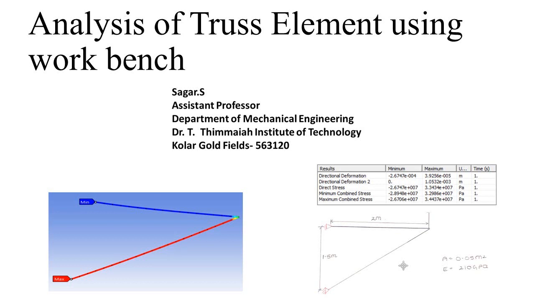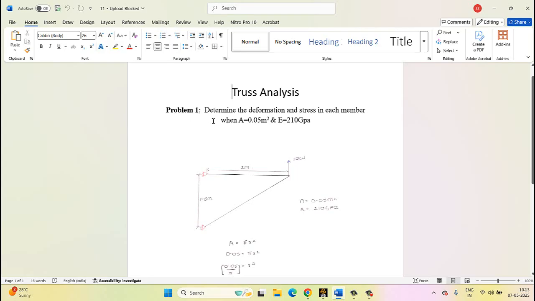Hello all. Today let us analyze the truss element using ANSYS Workbench. Determine the deformation and stress in each member when the area is equal to 0.05 meter square and Young's modulus is equal to 210 gigapascal.